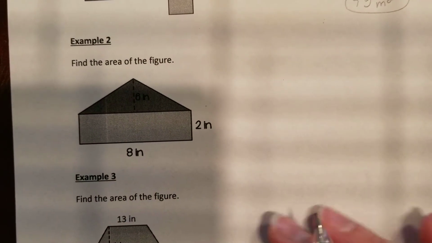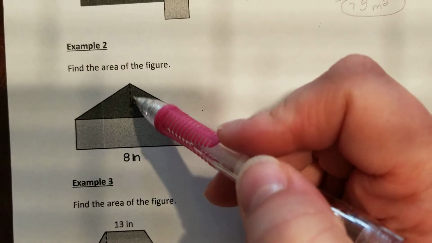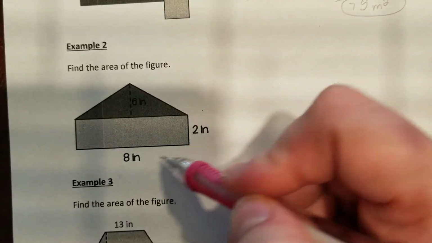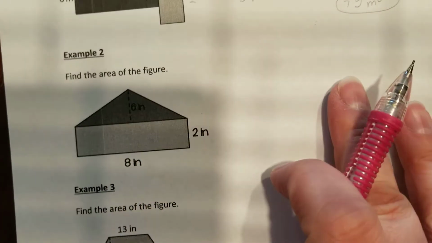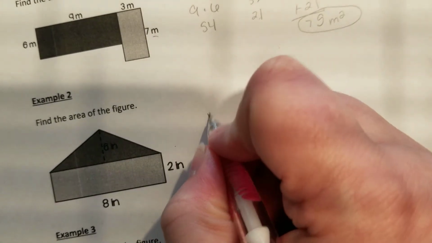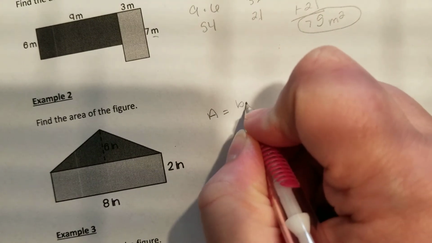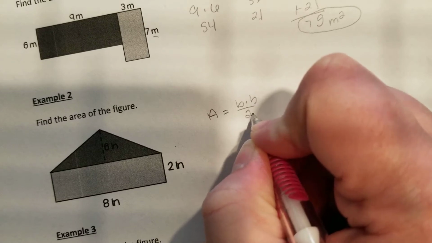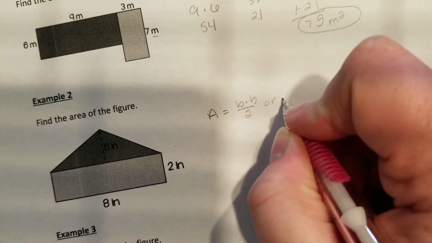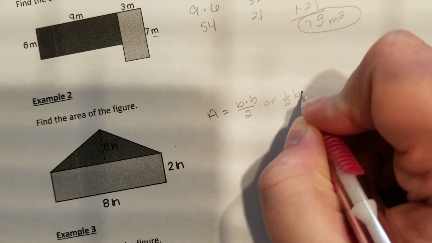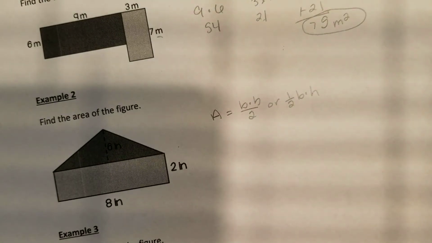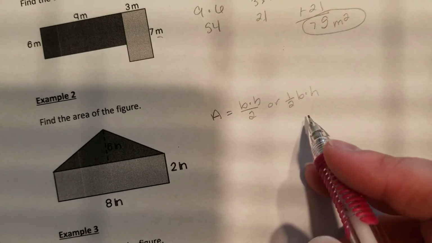Alright, so now in this one, it's kind of hard to see in the video, but the height of this triangle is 6. And then we have this rectangle. To find the area of a triangle, its area equals base times height divided by 2, or you can do 1/2 base times height. Either one will do for the area of a triangle.